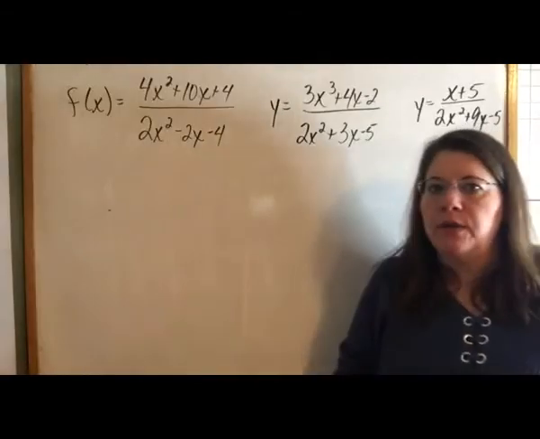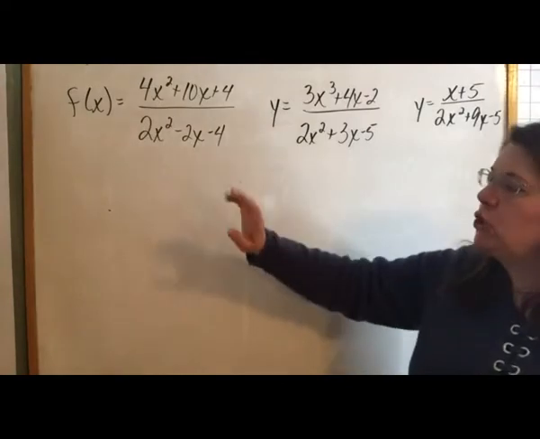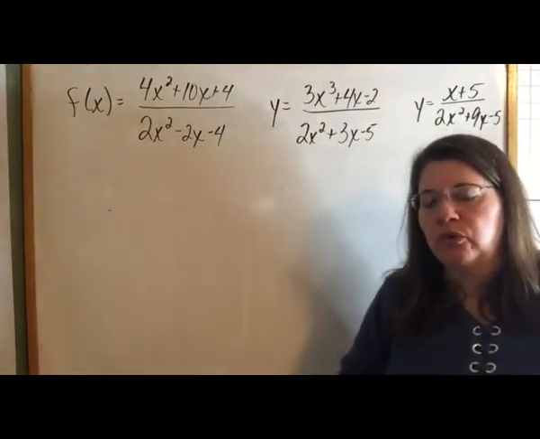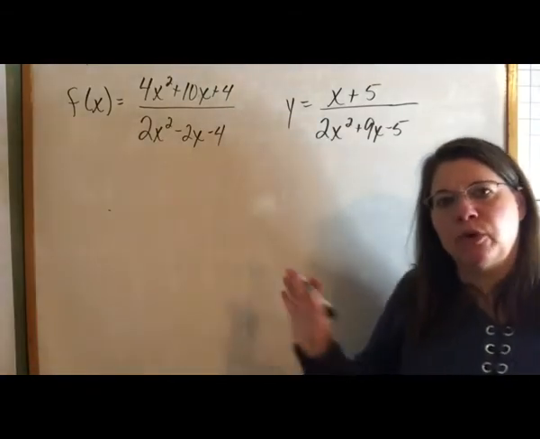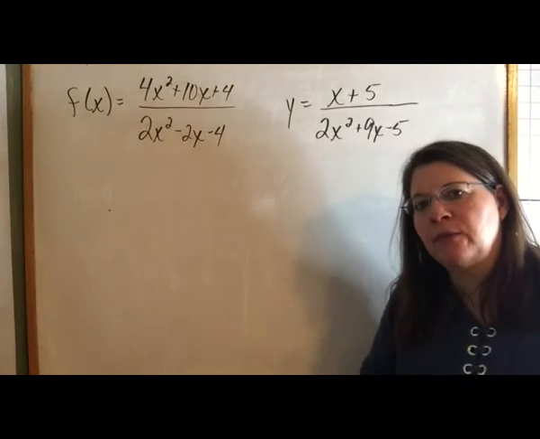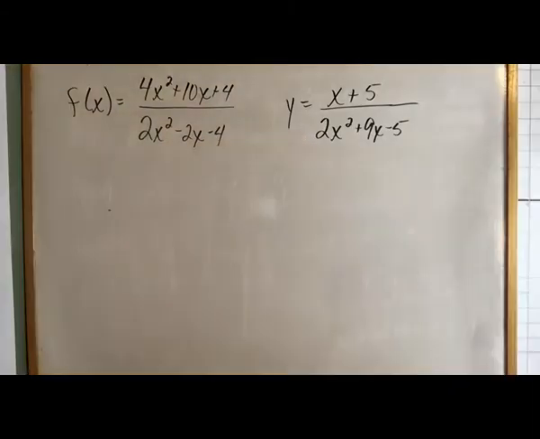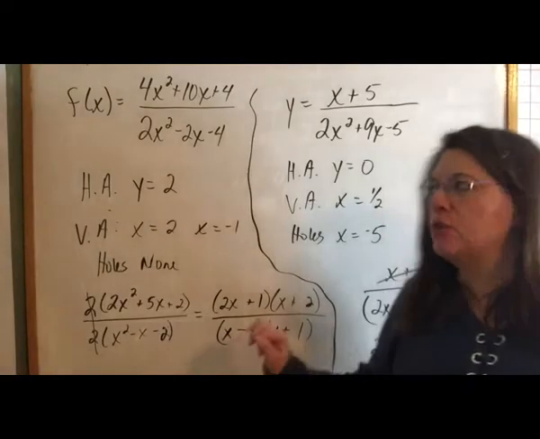holes. So here are 3 more examples. Go ahead and try to find your horizontal asymptotes, vertical asymptotes, and holes. So here are 2 more examples. Go ahead and pause the video, see if you can work through these on your own. Find the horizontal asymptotes, vertical asymptotes, and any holes that may be in the graph. So here are the answers to these 2 equations.